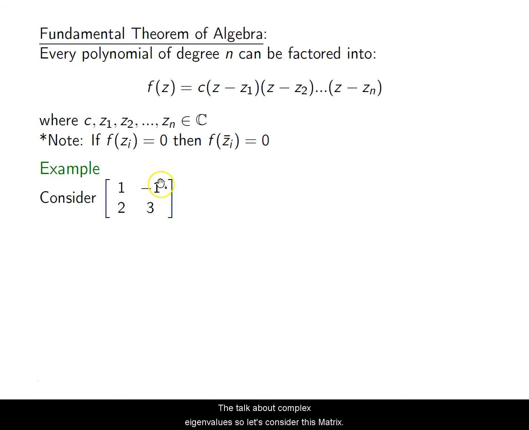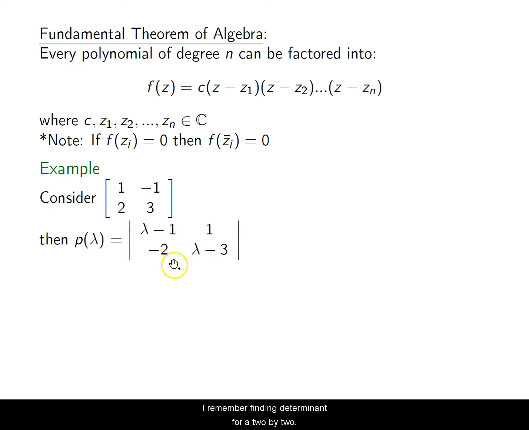So let's consider this matrix: 1, -1, 2, and 3. If I want to find my characteristic polynomial, I need to find the determinant of lambda I minus this matrix. So these diagonal values are going to change to 1 and -2. This will turn to lambda minus 1 and lambda minus 3. Okay, and remember, finding the determinant for a 2 by 2 is very, very easy.